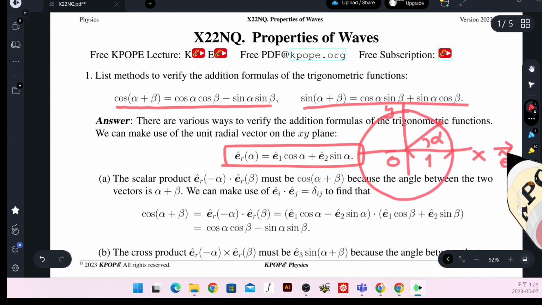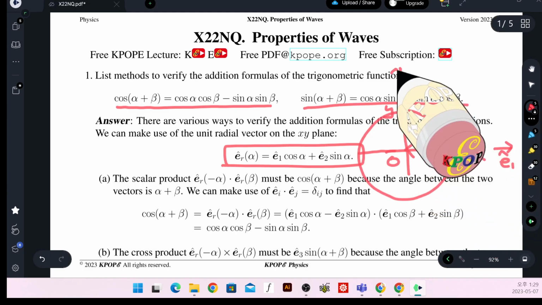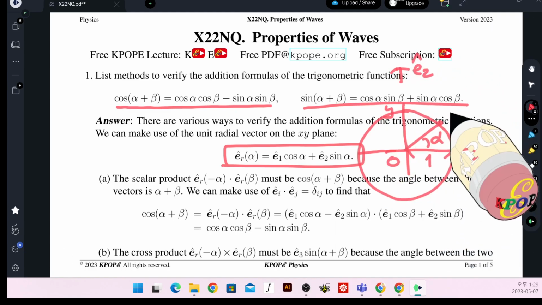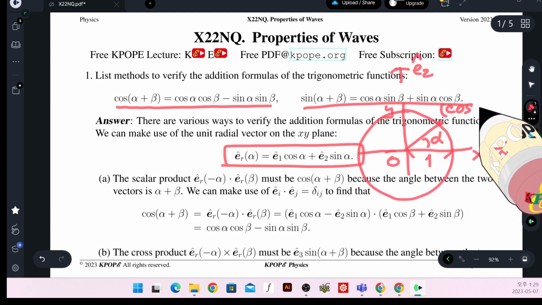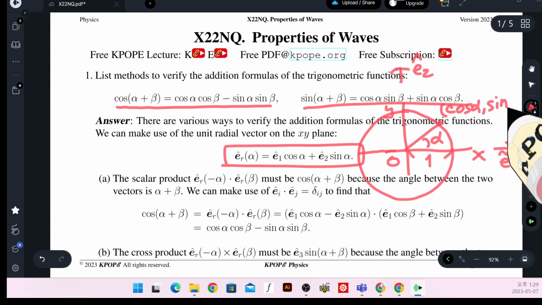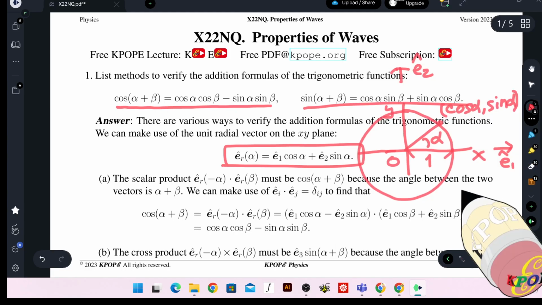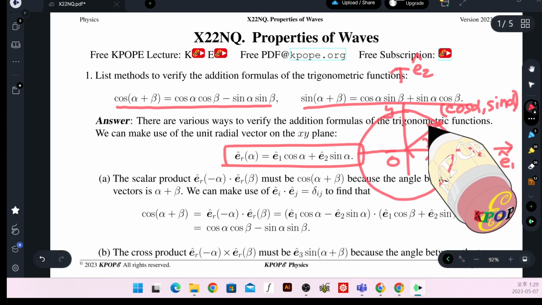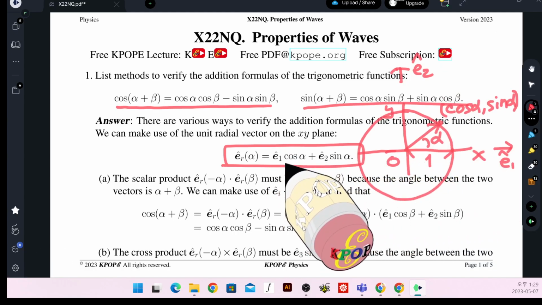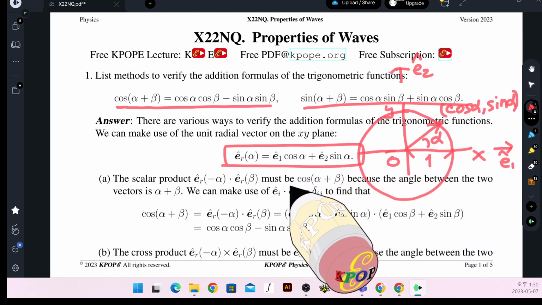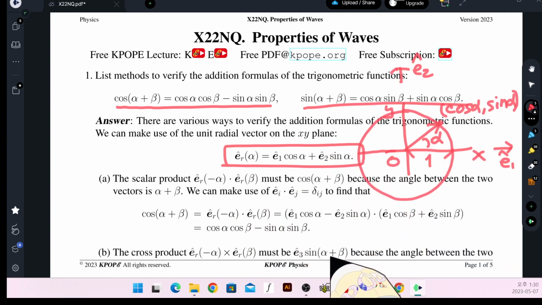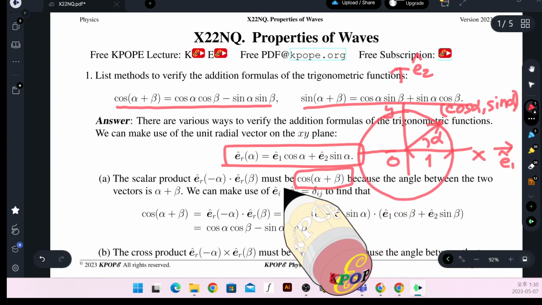Then a point on this unit circle with radius 1, and E1 hat is the unit vector along the x-axis. E2 hat is the unit vector along the y-axis. The coordinates are cosine alpha and sine alpha. If we make use of these unit basis vectors, the unit radial vector can be expressed as a linear combination of E1 hat and E2 hat. The answer is this.